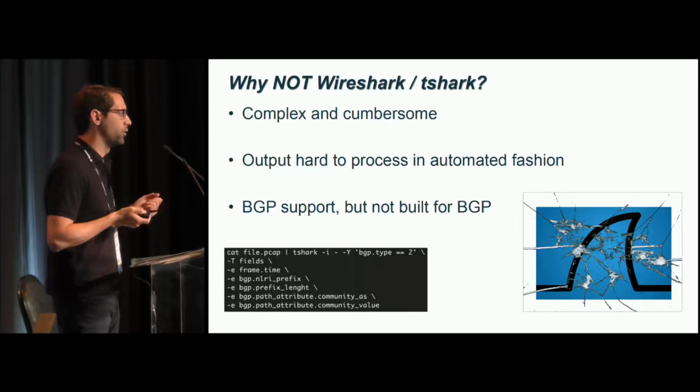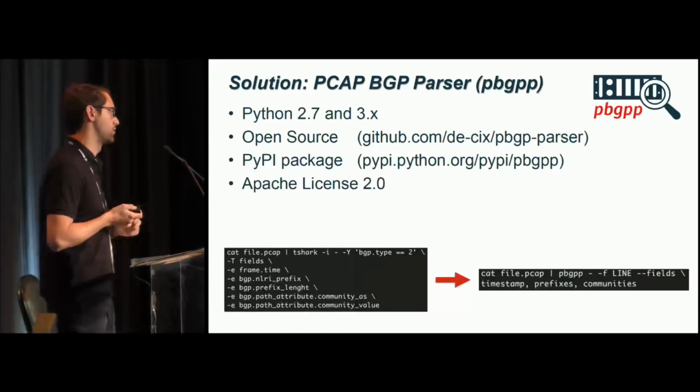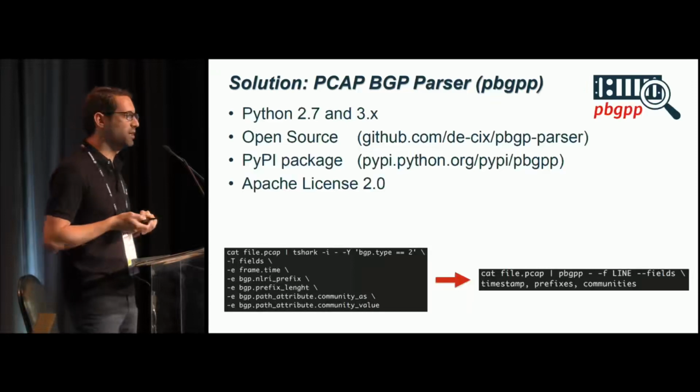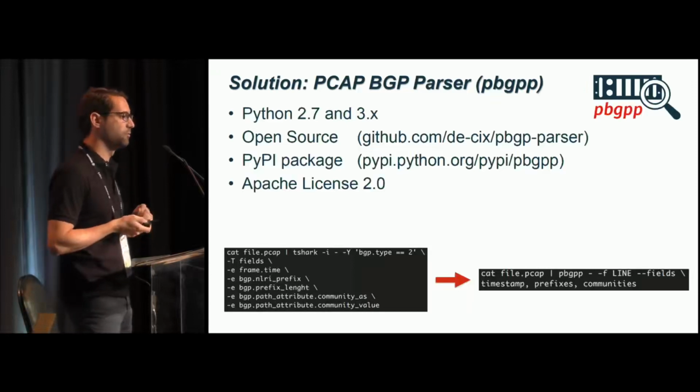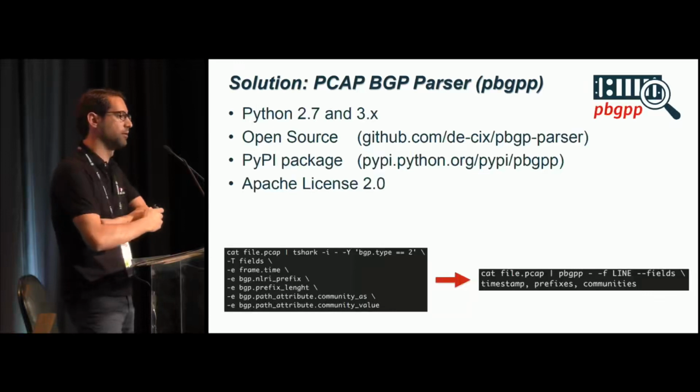So at some point, we decided to come up with our own solution. We call it PCAP BGP parser, or the short version is PBGPP. It's implemented in Python 2.7 and runs on 3.x as well. It's open source. You can find it on GitHub.